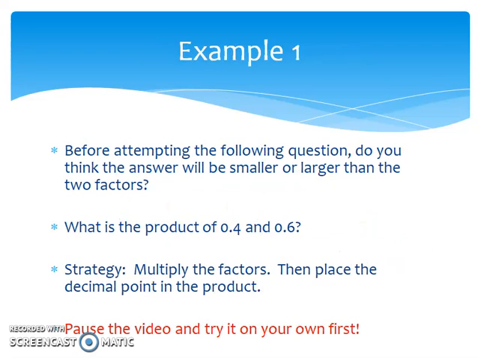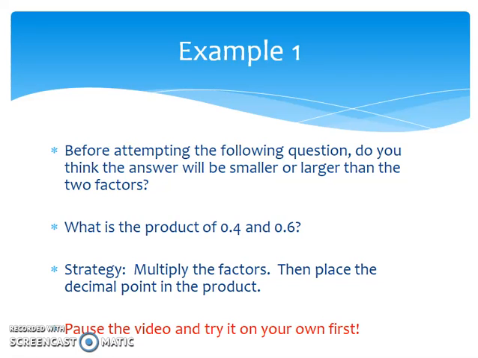So let's start out with example 1. I want to tell you before you attempt the following question, do you think the answer will be smaller or larger than the two factors? So your two factors are going to be 4/10 and 6/10. If you're thinking that the product is going to be smaller, then you're right.